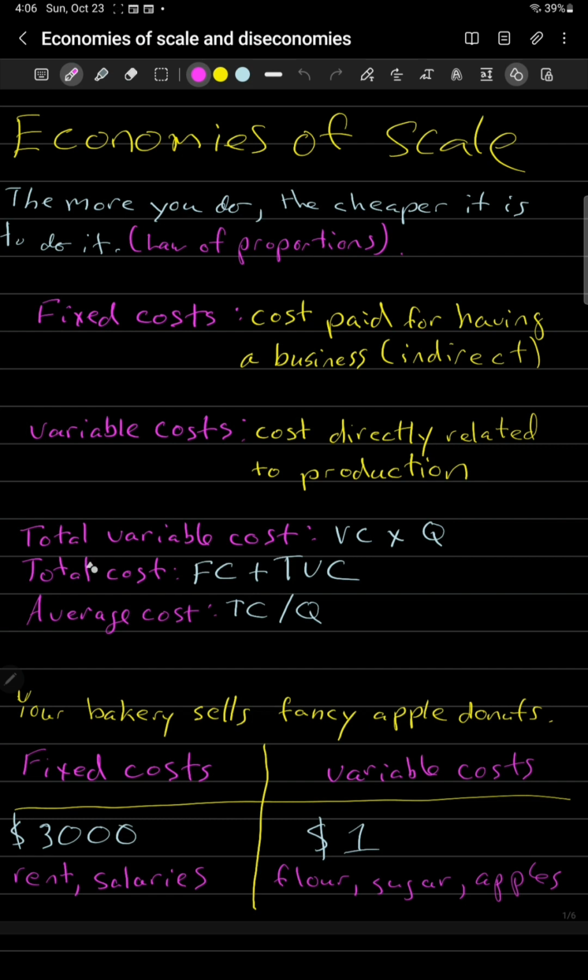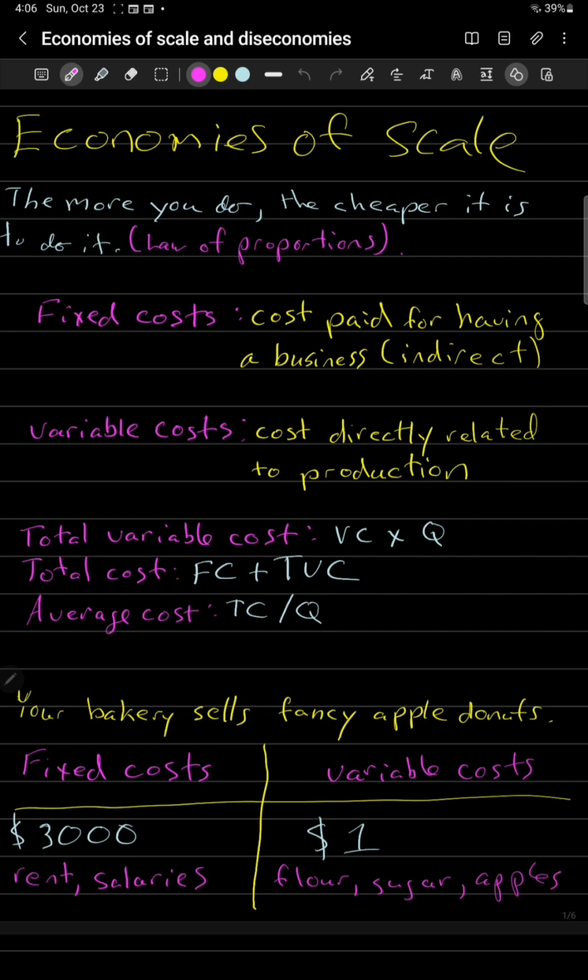We'll take a look. Total variable costs equals variable cost times the quantity of units made. So your variable costs are how many pieces of bread or whatever you make times the price of making it. Your total cost is your fixed cost plus your total variable cost. So the costs you pay every month plus the cost related to making whatever you make. Now this is where it becomes important for economies of scale. The average cost per unit is your total cost divided by quantity. So we're going to take a look at this.